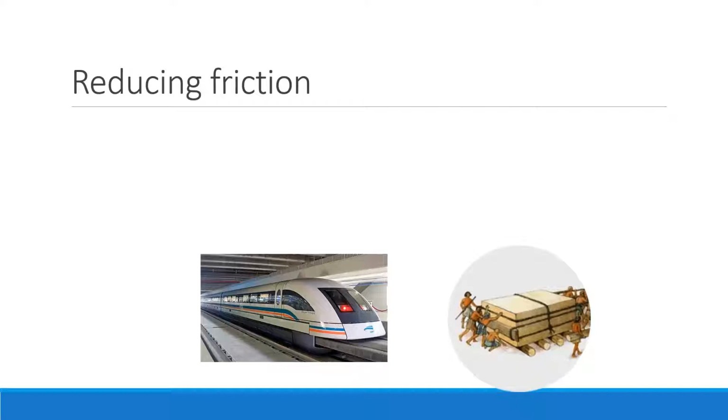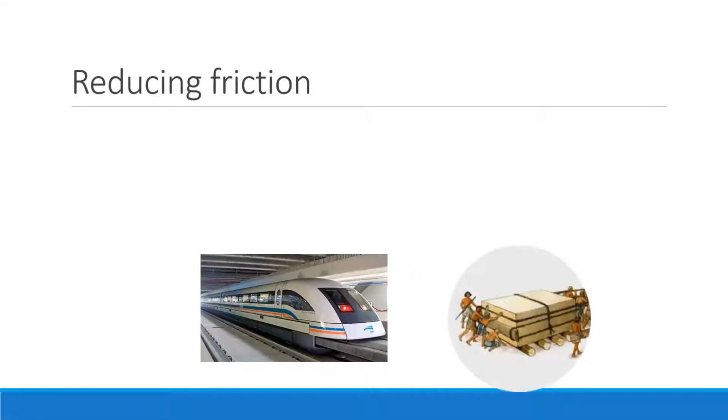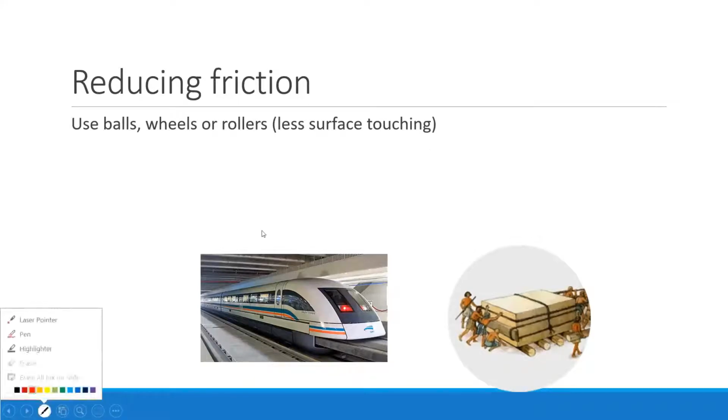The idea I want to show you here is not necessarily about memorizing this, but just how to think about it. If friction is caused when two surfaces are pushed together and can't slide past each other easily, how can we reduce that friction? There's a couple of ways. You could use balls or wheels or rollers, and they have less surface area touching. So wheels are great for reducing friction.